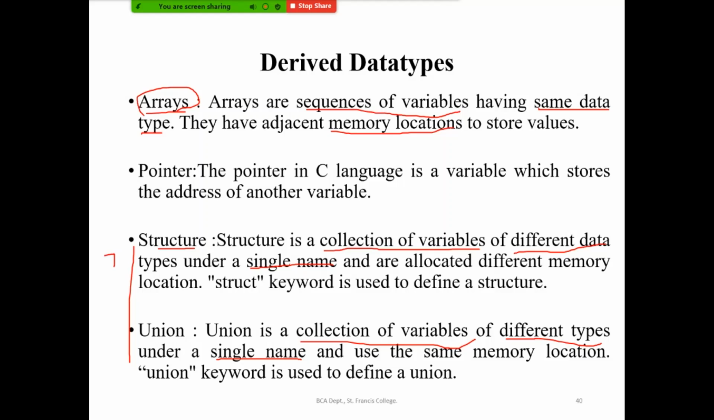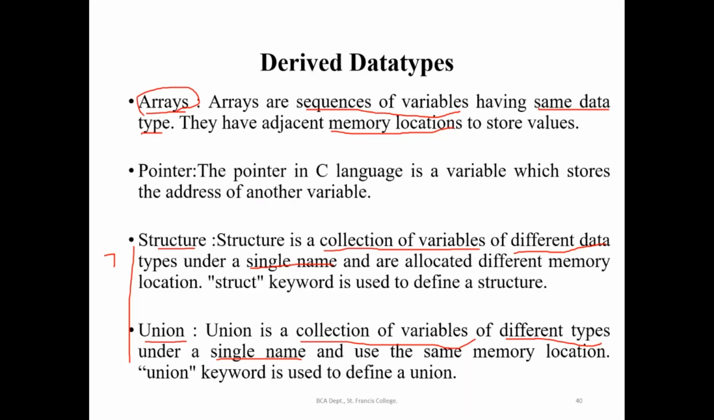Suppose I am going for a union with a collection of variables: one is integer type, the second one is a character type, and the third one is a float. The same thing which I had done using a structure, I am going to declare using a union. How many bytes will be allocated for the union? The memory allocation will be equal to the number of bytes required by the variable which requires more space.